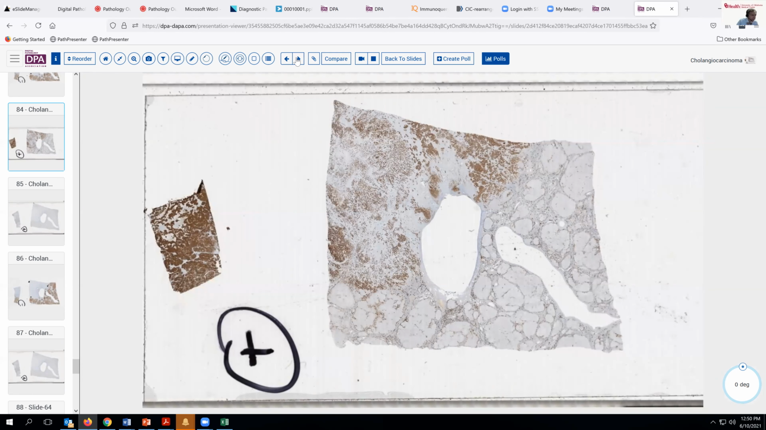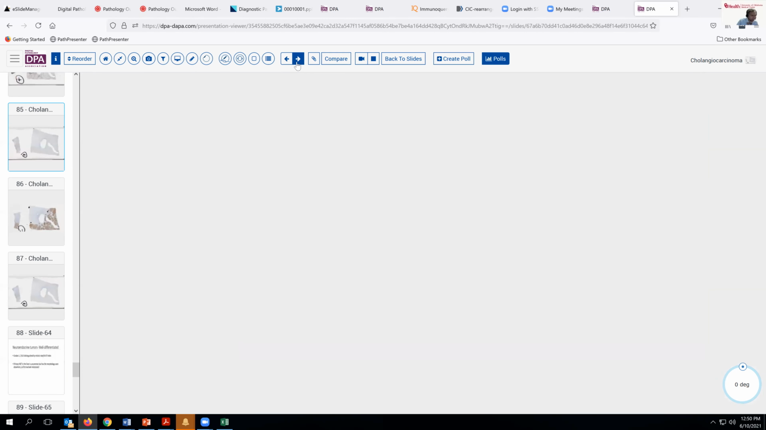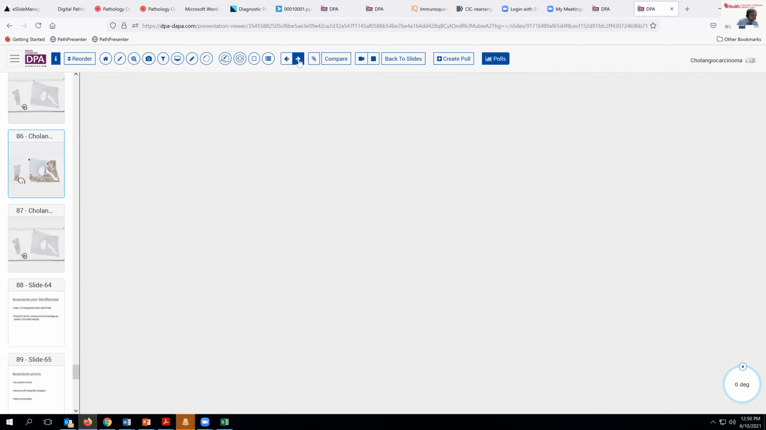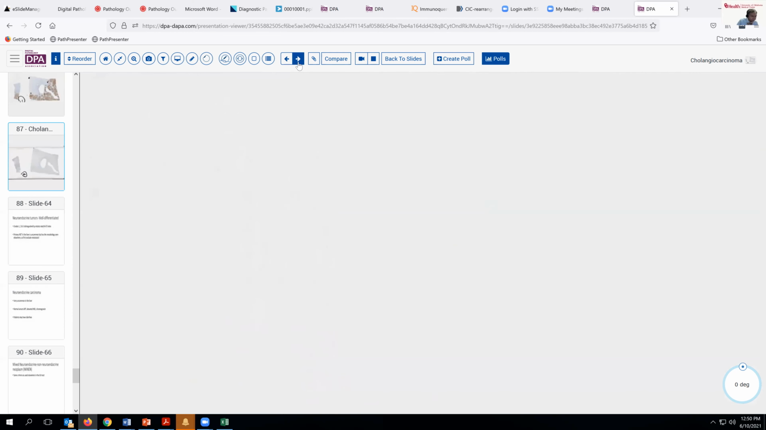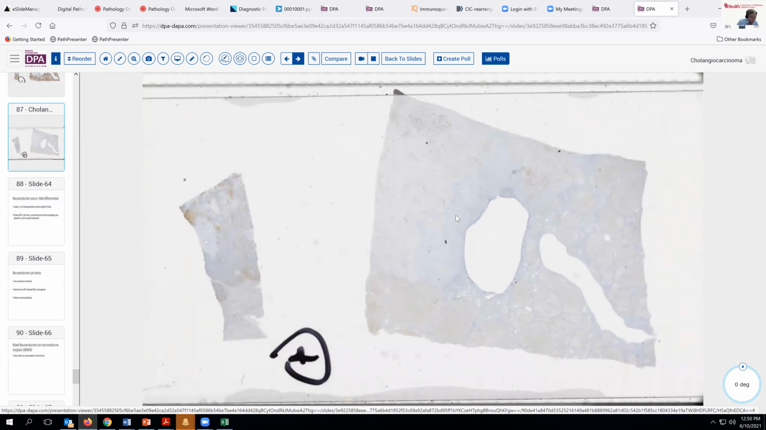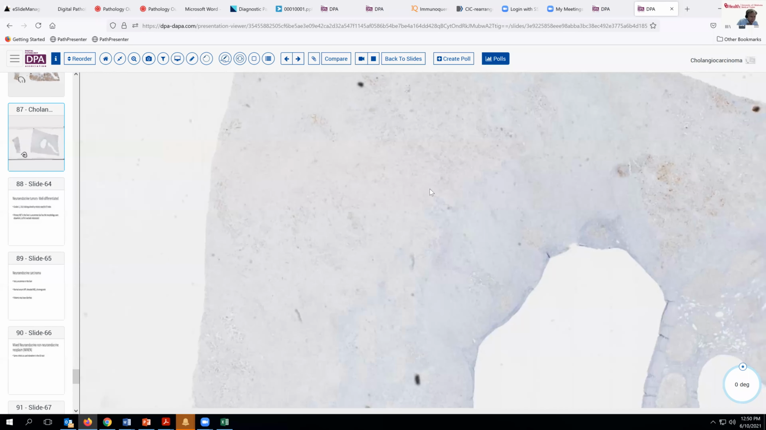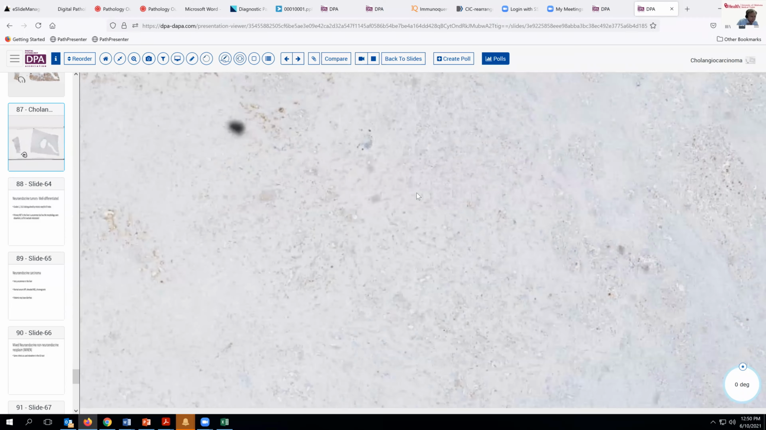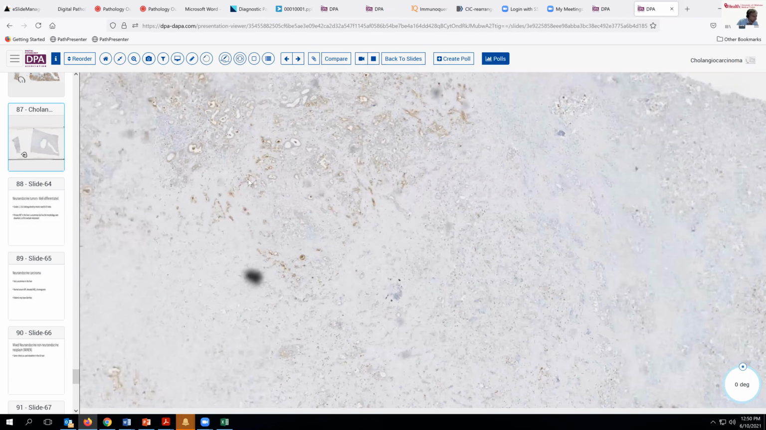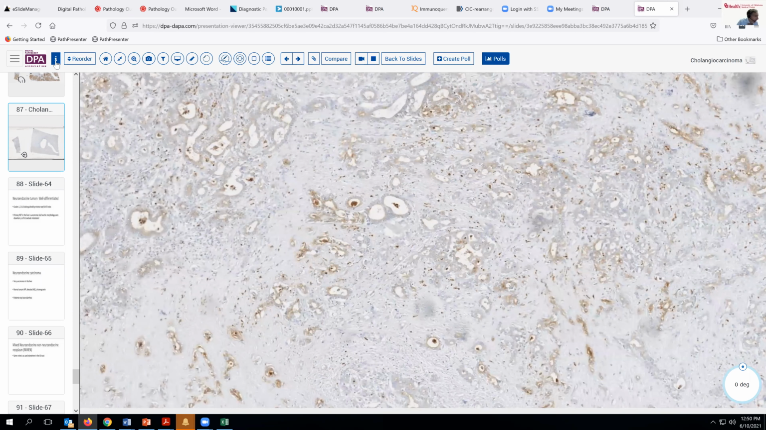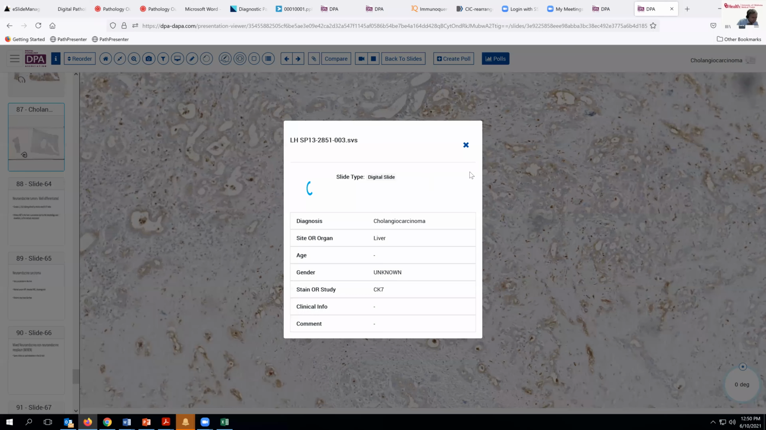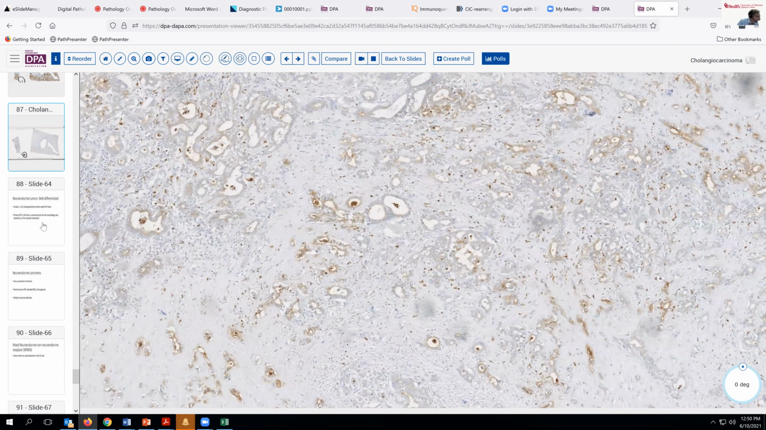Oh, I think this is the CK7 again. I got that in here twice. I think that was the arginase. And here is a little bit of weak positivity. This is the CK7. I'm not sure I buy that as the CK7. All right, well, let's go on.